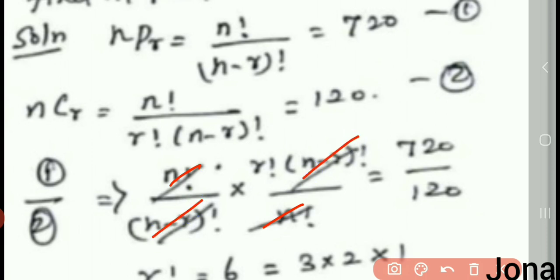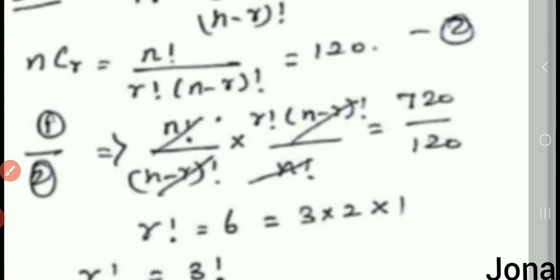So the remaining thing is r factorial on the left hand side, and on the right hand side I can cancel the 0 and 0, then it will be 6. So it will be r factorial equal to 6. That 6 can be written as 3 into 2 into 1, isn't it? So I can write this as 3 factorial. So r factorial equal to 3 factorial, which is nothing but r equal to 3. So I have r equal to 3.